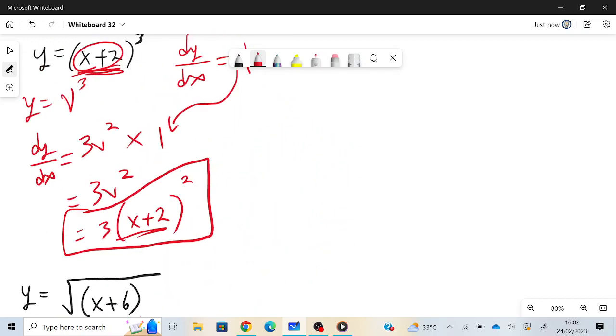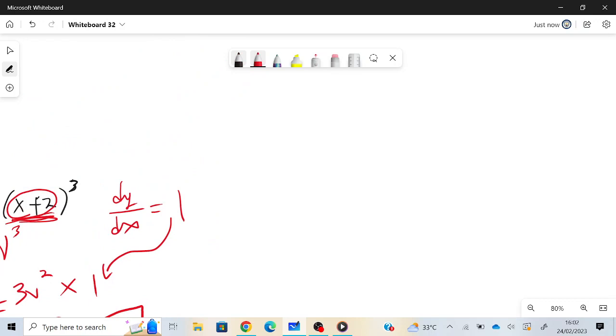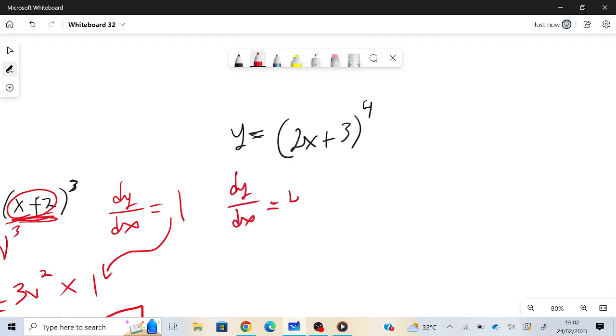Right, so for the next example, it tells me to find the dy/dx of y is equal to (2x plus 3) all raised to the power of 4. Right, so let's go ahead. dy/dx is equal to 4, because you obviously times this by 4, and there's a 1 over here, there's nothing, so 4 times 1 is 4.